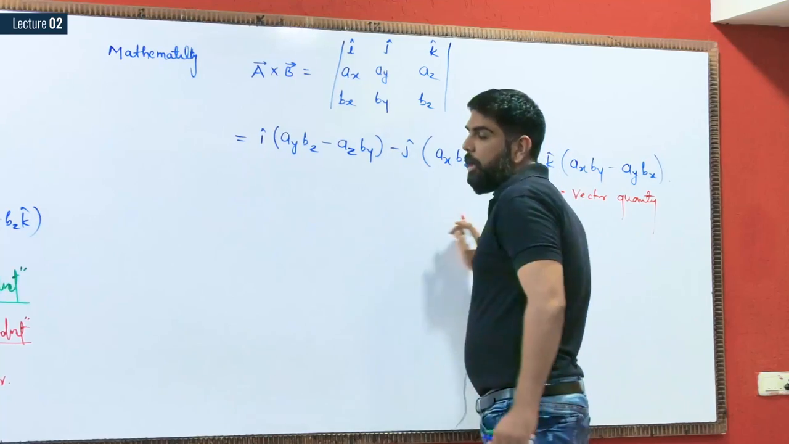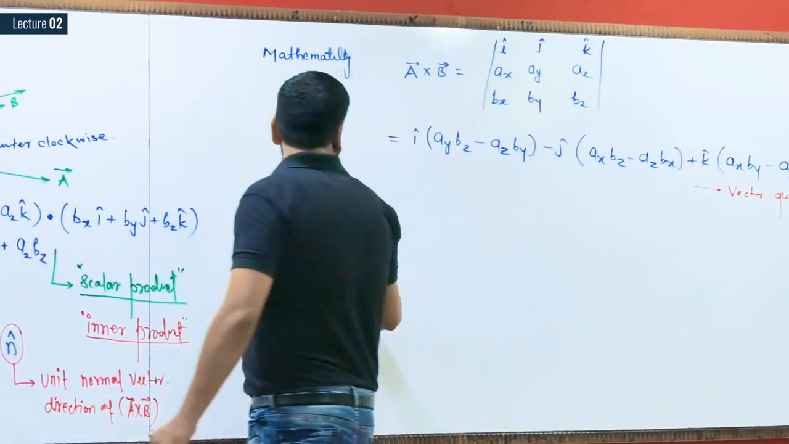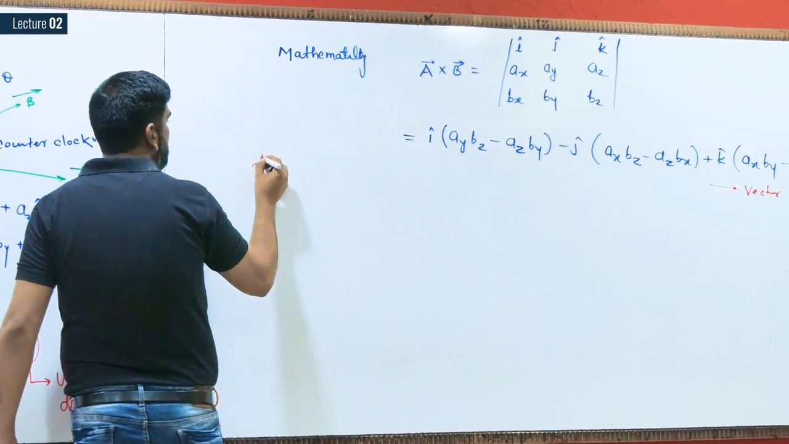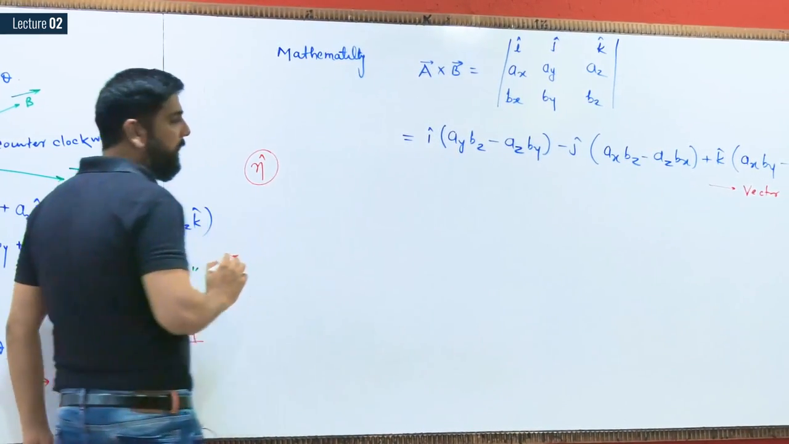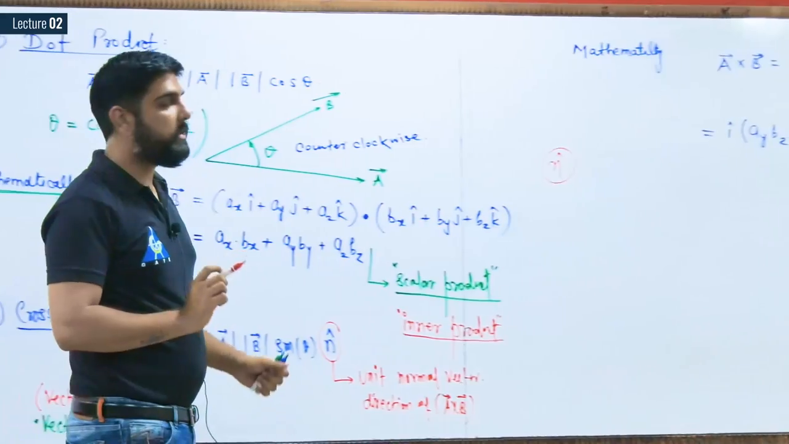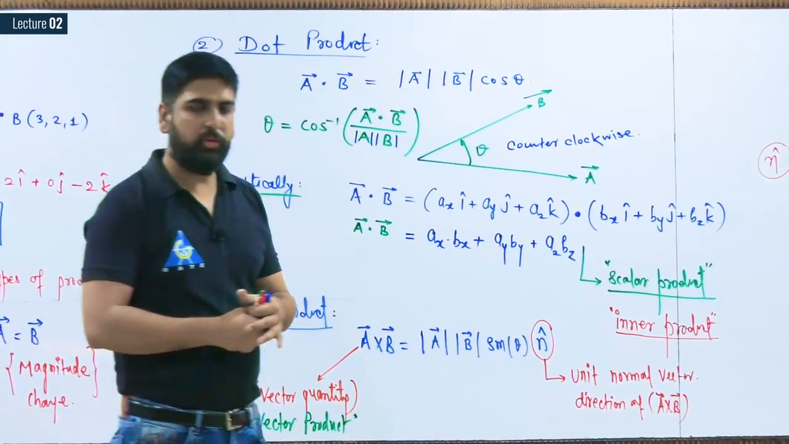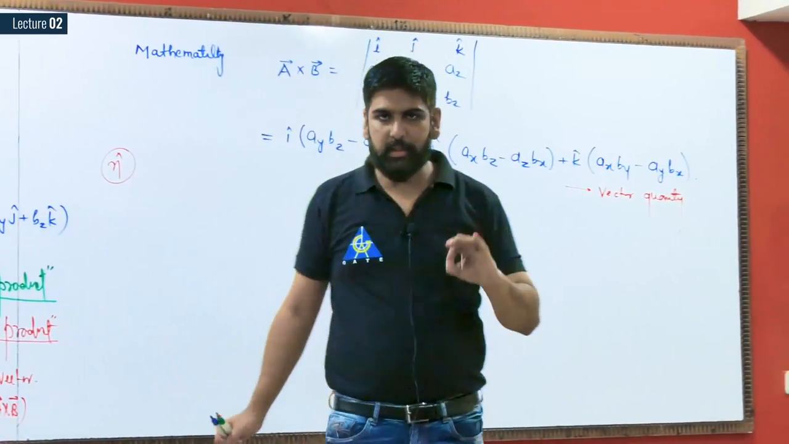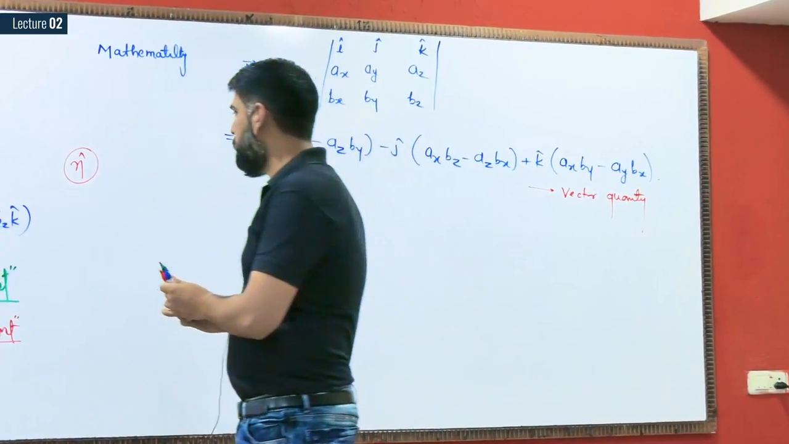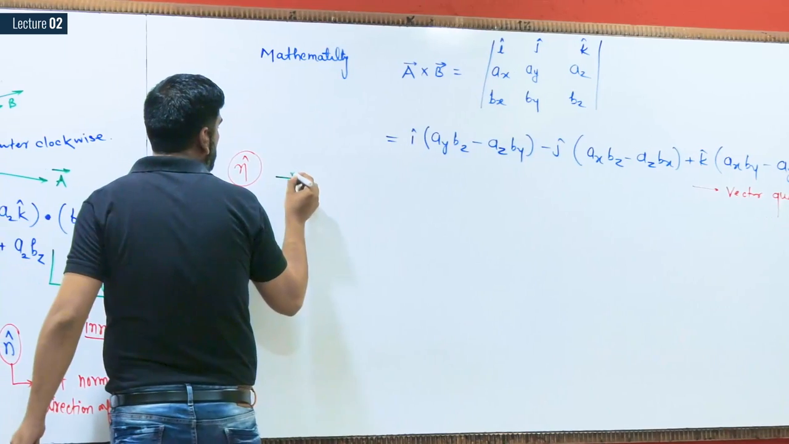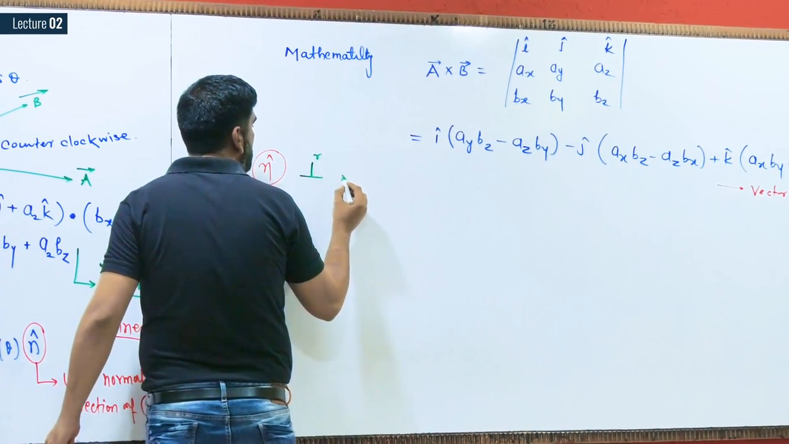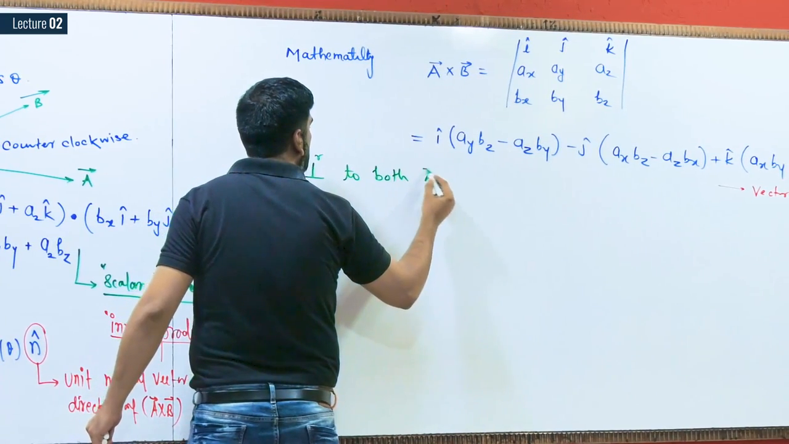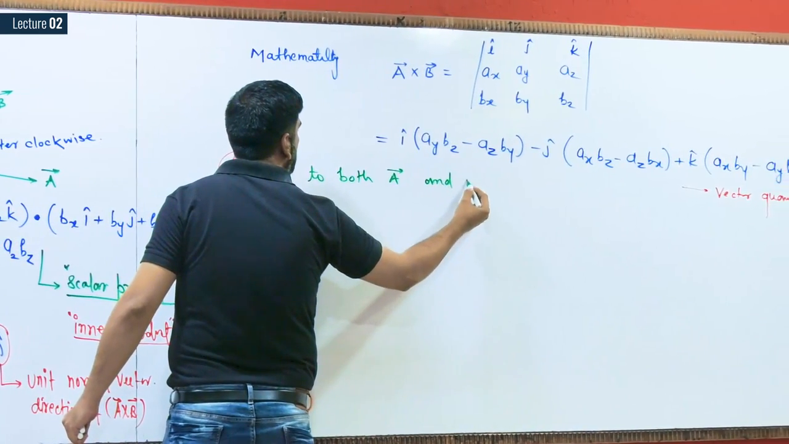Please write down a very important point related to the vector product or cross product. Here the n cap is the direction of the vector product, the direction of the resultant. It is perpendicular to both vector A and vector B.